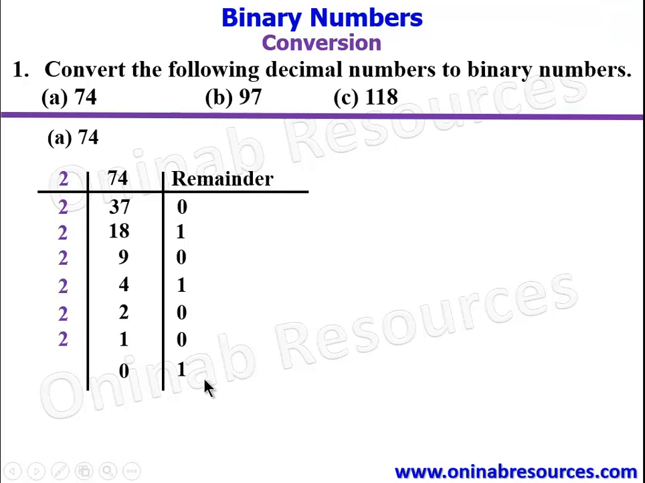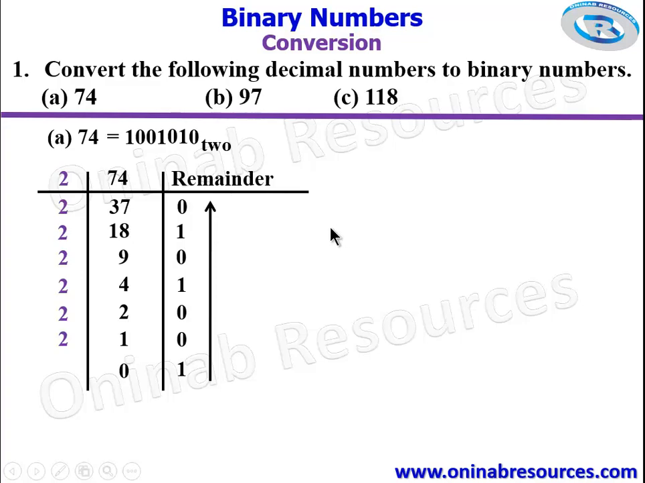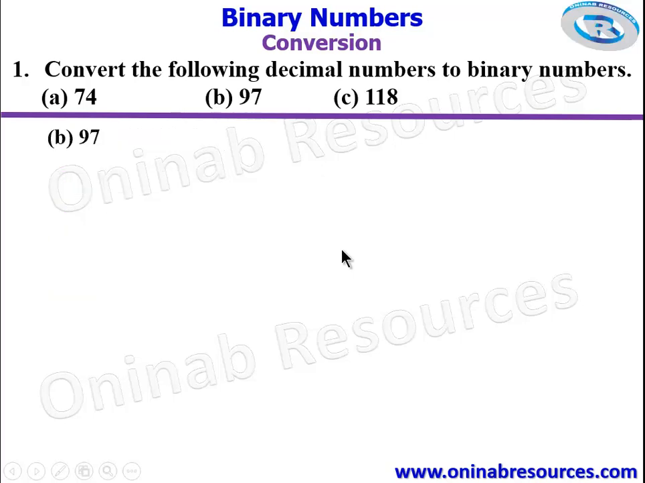We then read the remainder from the bottom to the top to give us the equivalent of the number in binary numbers. So we have it as 1, 0, 0, 1, 0, 1, 0, then base 2. Therefore, 74 in base 10 is equal to 1001010 base 2. So we then go to B.